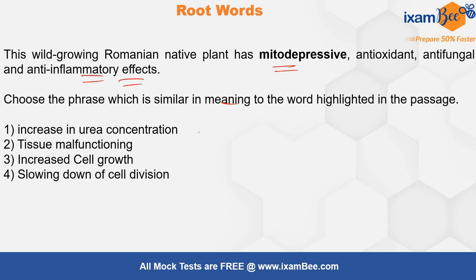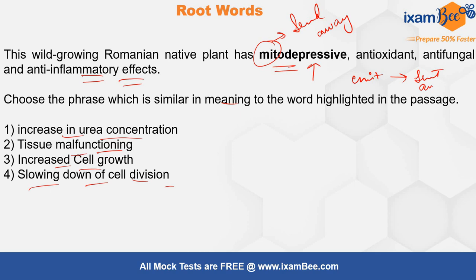Now these are our options. It says increase in urea concentration, tissue malfunctioning, increased cell growth, slowing down of cell division. So now how to find out the meaning of this word mitodepressive? We know that there is a root word called what? Mit, and mit means to send away. Okay, to send away. So if I say emit, the radiations are emitted, means sent away.